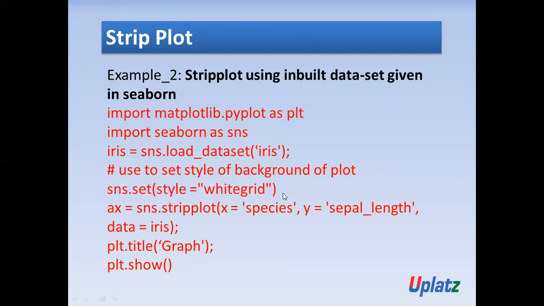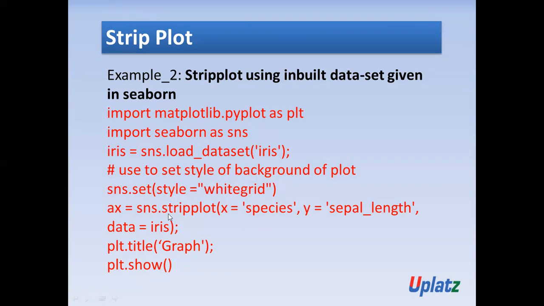Okay, it's optional. If you want to set the style of background of the plot to a white grid color, then you can write SNS.set style is equal to white grid. Okay, and if you don't want to change the background of the plot, then you don't need to write this code. Okay, now let's see.